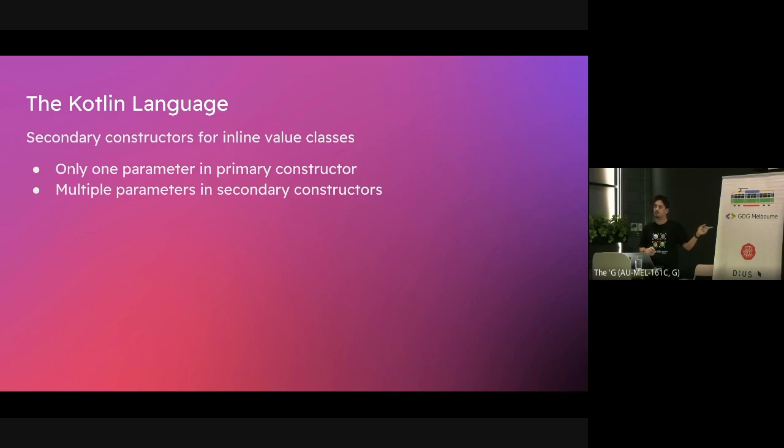With the new Kotlin 1.9, you can now have multiple constructors, but you still need to have that one single constructor parameter. That's a must, but you can have secondary constructors with as many parameters as you want.